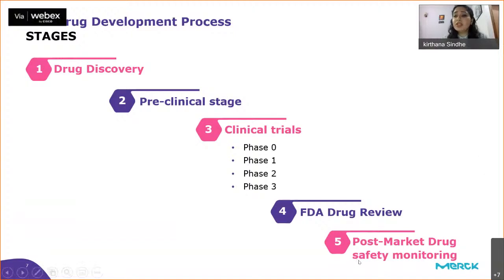That is, you're still monitoring the drug even though it is approved and in the market, because some of the human population might respond very differently. This is why post-market drug safety monitoring is very important. You might have heard that a lot of big blockbuster drugs get withdrawn even after they were approved, because they started showing a lot of side effects in certain populations.